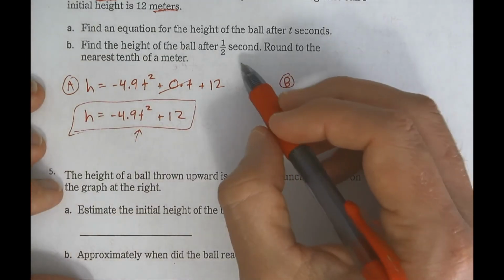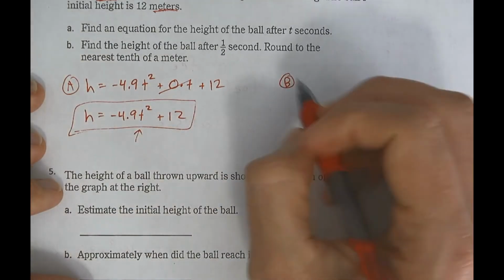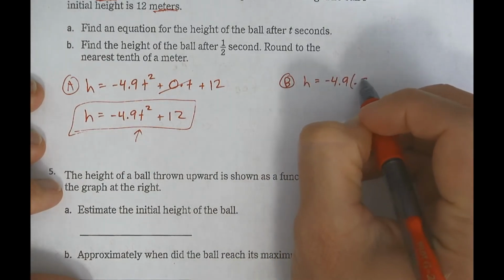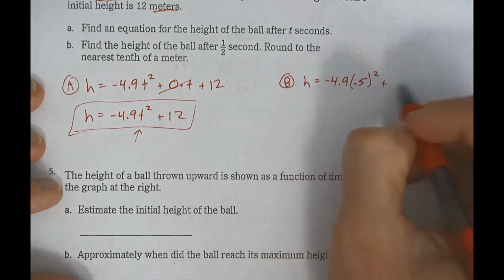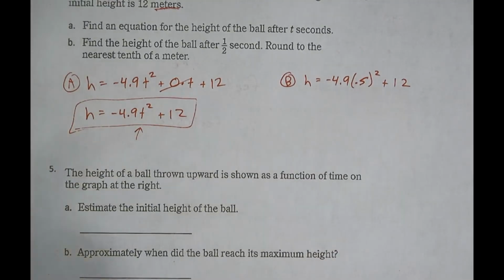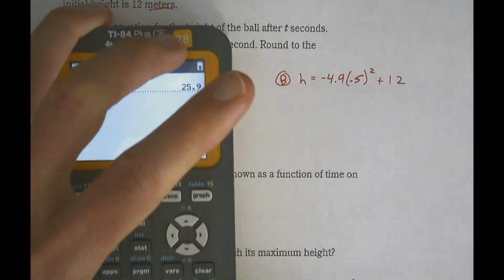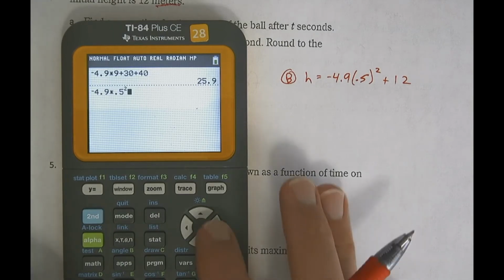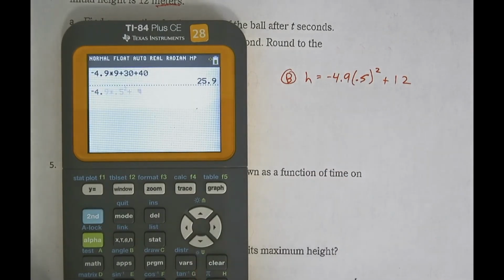So find the height of the ball after half a second, 0.5. So H equals negative 4.9 times 0.5 squared plus 12. So let's plug it in. Negative 4.9 times 0.5 squared plus 12.